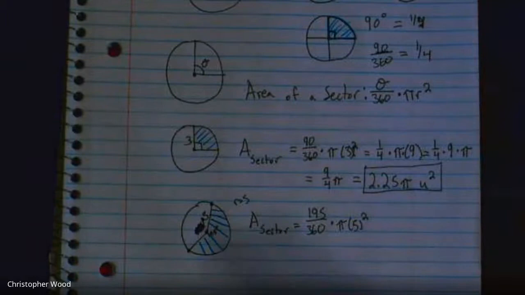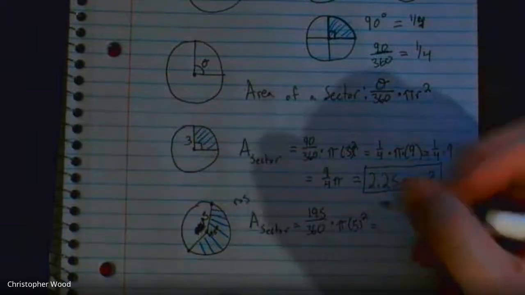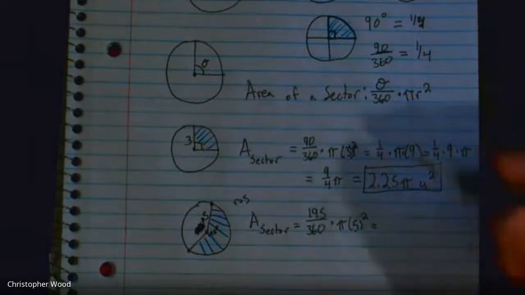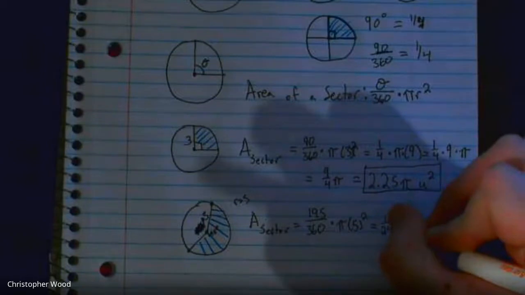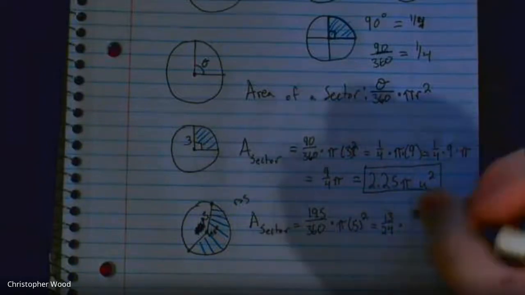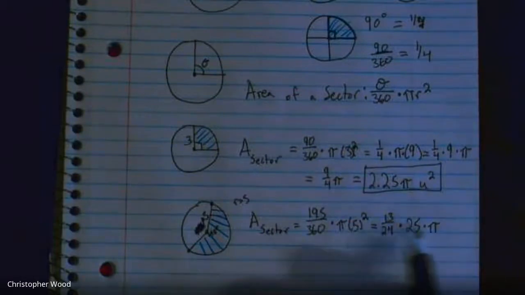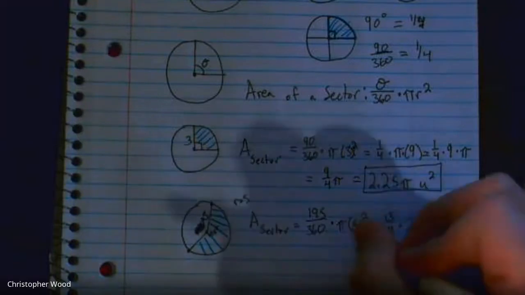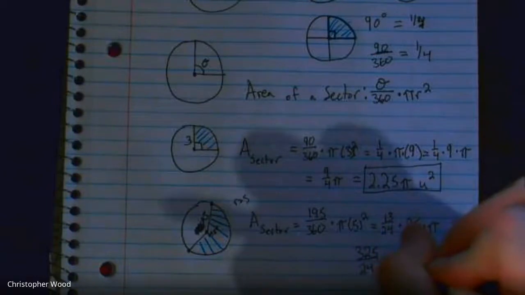And then you just do some simplification. You could type this and this into your calculator. But again, remember, we want to leave pi in our answer. I'll simplify the long way for us one more time. 195 over 360. If you just simplify that fraction, is 13 over 24 times 5 squared is 25 times pi. And then 13 times 25, right? This is 25 over 1. So 13 times 25 is 325 over 24 pi.